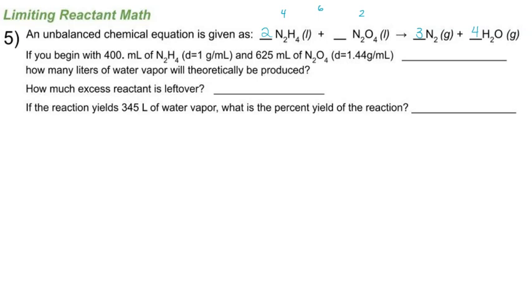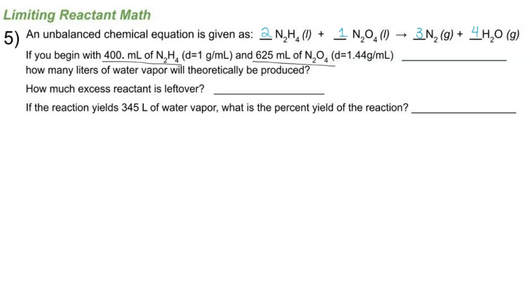And you don't have to, but I like to fill in a 1 into that leftover blank spot. And then I'll erase these random numbers just so we're not getting confused. And now we can do our limiting reactant problem. So we will, of course, start with both given values. We'll start with 400 milliliters of N2H4 and 625 milliliters of N2O4.